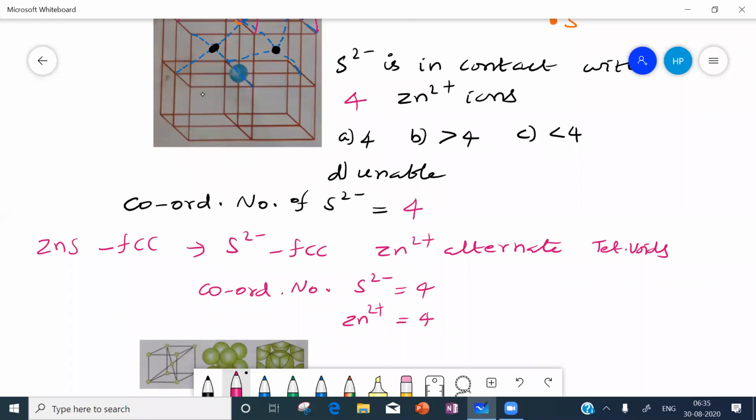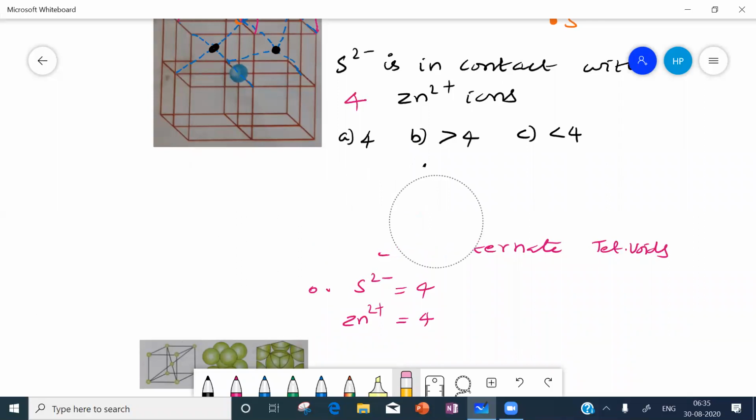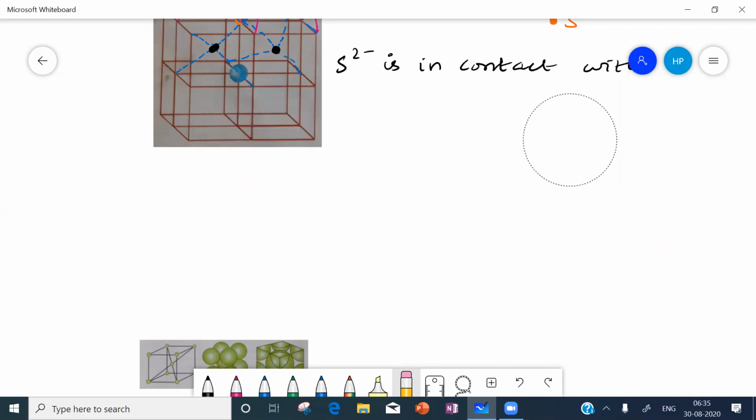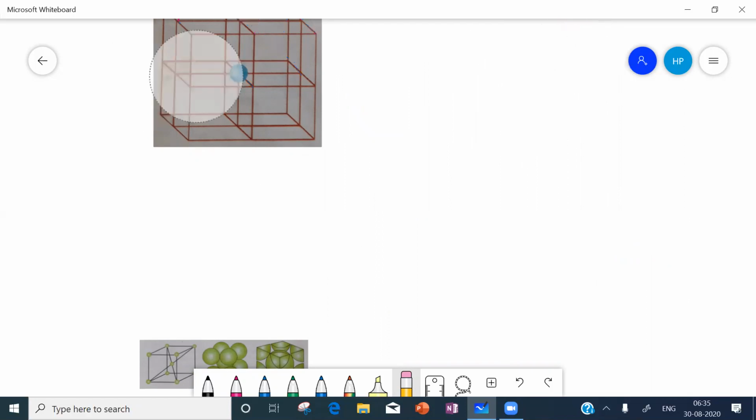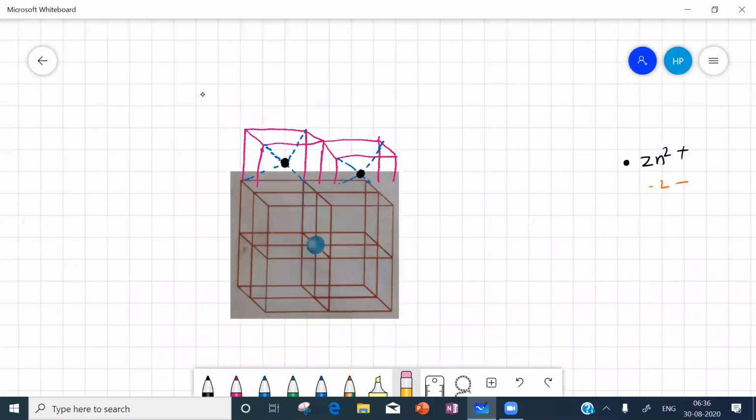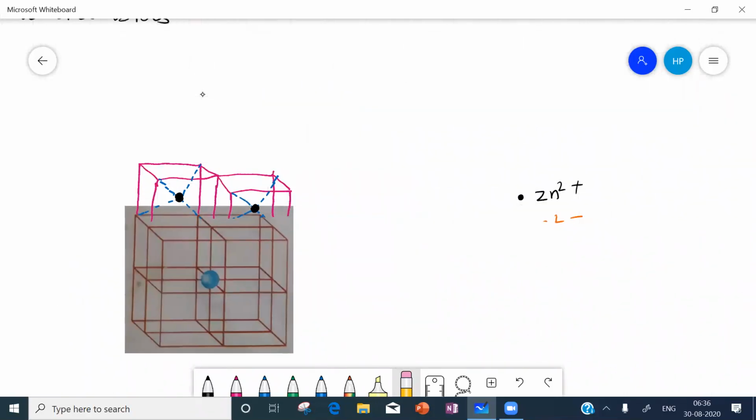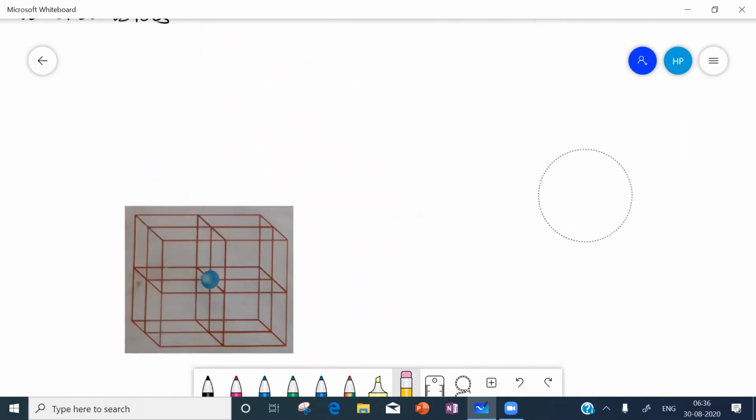Okay. Next we will take the next crystal structure, CaF2, the calcium fluoride structure. This calcium fluoride structure also comes under the FCC structure. In this, which forms FCC? Calcium forms FCC, and F minus occupies tetrahedral voids.